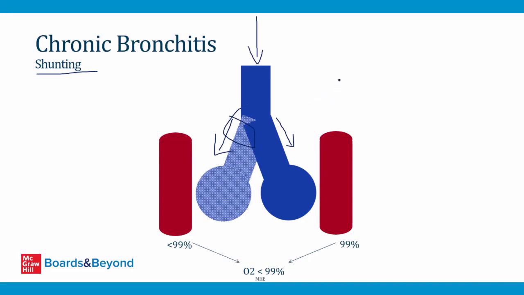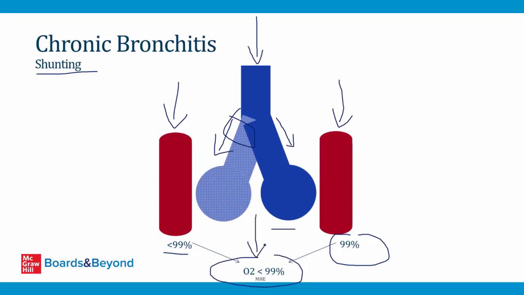What's going to happen is capillary blood is going to enter this pulmonary capillary, and because this alveolus is healthy, it will become fully oxygenated to 99% saturated hemoglobin. On this side, however, blood is going to flow in and it's not going to get oxygenated, so it's going to leave the capillary with less than 99% saturation, in other words, lower than normal hemoglobin saturation. And then the blood streams will mix, and what you'll get is a patient who has hypoxemia from shunting.